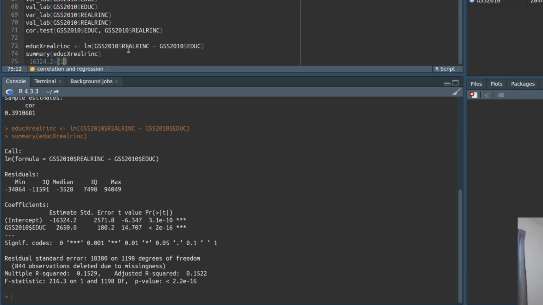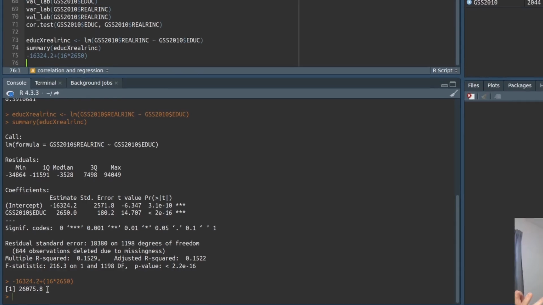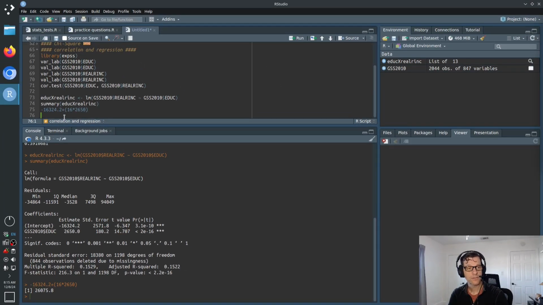X, in this case, is 16, so that's 16 years of education, multiplied by 2650. That's how much money you would make for every additional year of education. So we're plugging in our slope coefficient, or b, and that is going to tell us how much we would expect to make if we had a college degree. $26,075.80, again, in 1986 constant dollars. So we'd have to modify that by an inflation adjustment. But that's how we would actually calculate that, and that's, again, illustrating the power of regression.